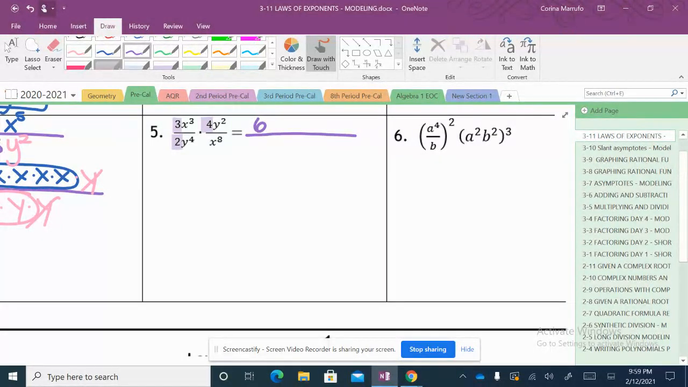Then let's go ahead and look at the coefficients here. So I have x to the third power and x to the eighth power. We go ahead and subtract. 3 minus 8 gives us negative 5. So that means the 5 is going to go on the denominator, x to the fifth power.